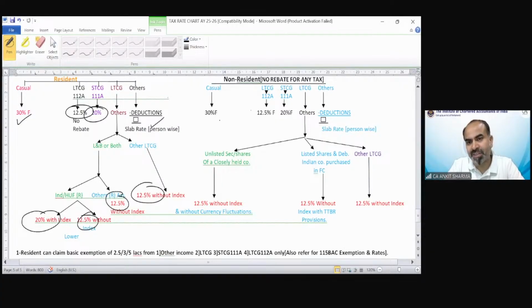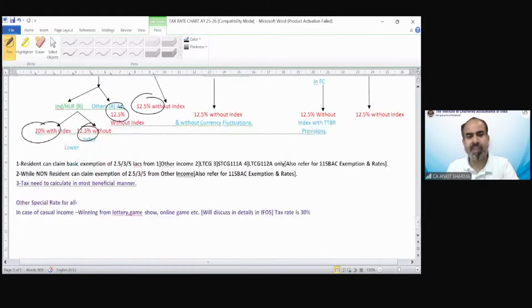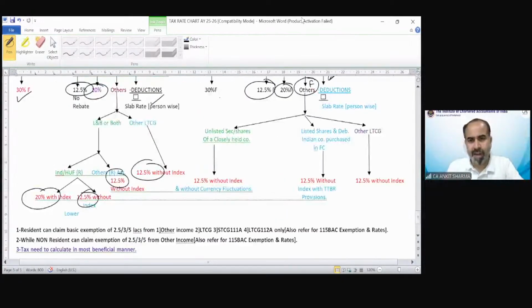Again, if non-resident, you cannot claim the basic exemption limit from these categories of income also. So in case of non-resident and resident, only one change is there. You cannot claim the rebate and you cannot claim the basic exemption limit from any income except that first category of other income. Clear? So please go through this chart also, and you will be able to understand the chart when we solve questions one by one. So that was the provision. Let me now show you.